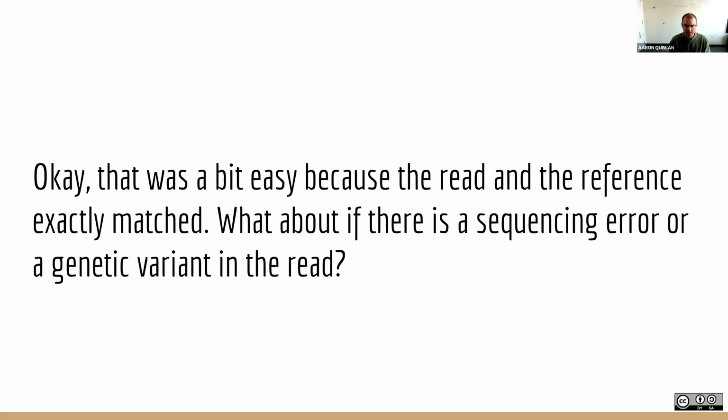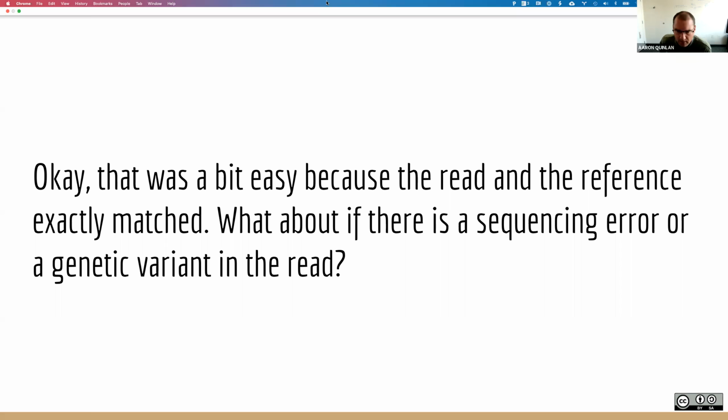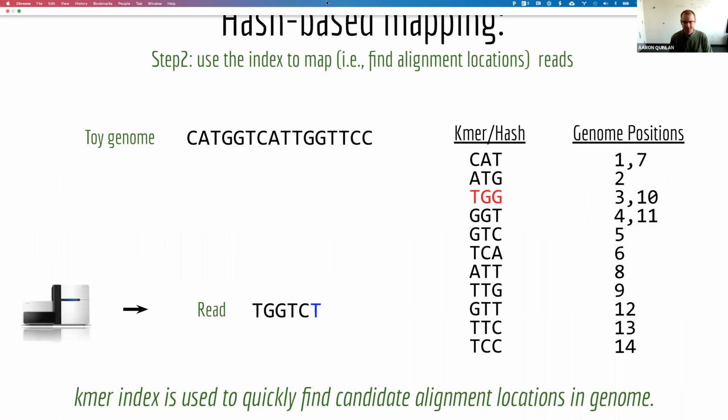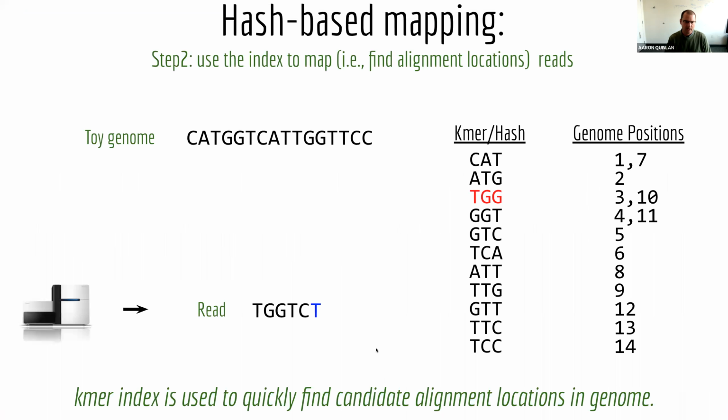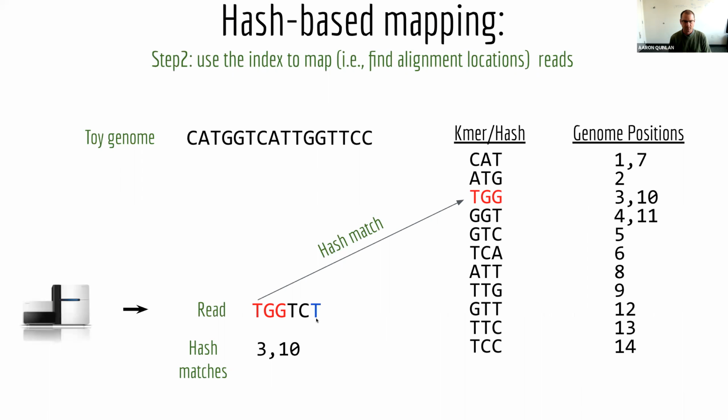Okay, so that was a bit easy because the read and the reference exactly matched. But I told you that the hard work in DNA sequence alignment is when there's an error or a genetic variant in the read. So let's see what that looks like. In this case, now we have an error. TGG still has an exact match, but this TCT doesn't have an exact match in the reference genome. So we get TGG, we get positions 3 and 10, and then TCT doesn't match.